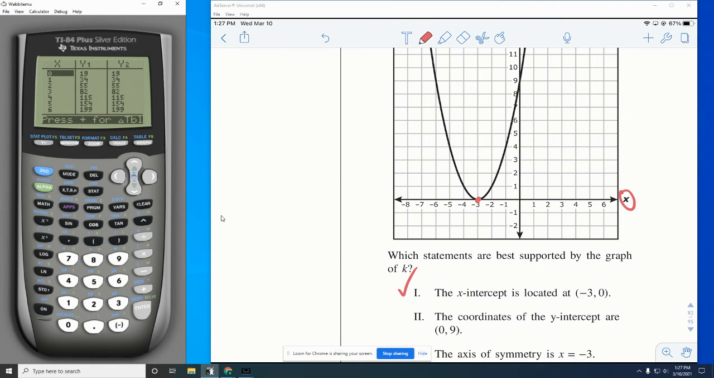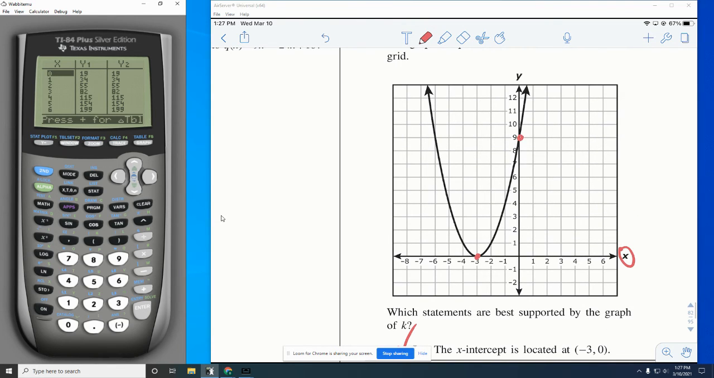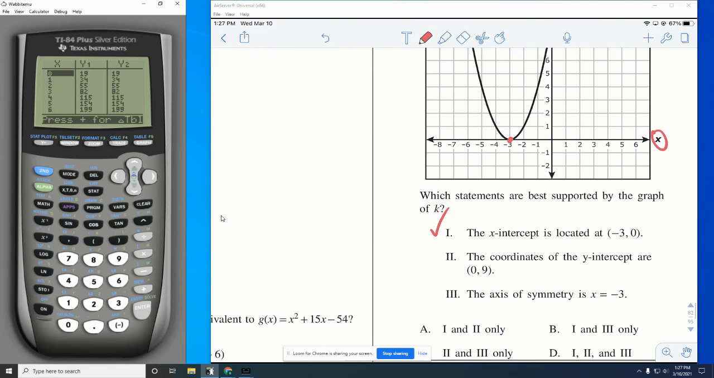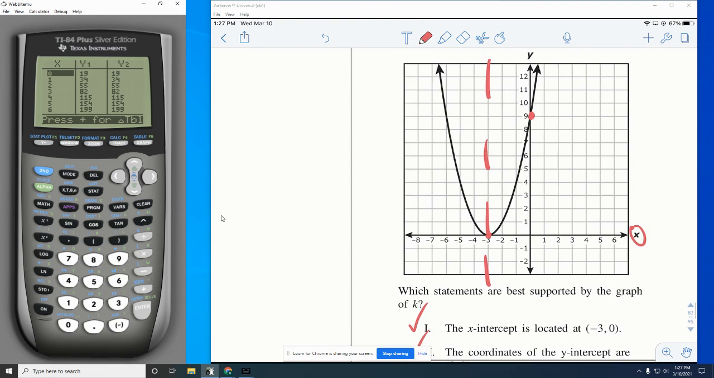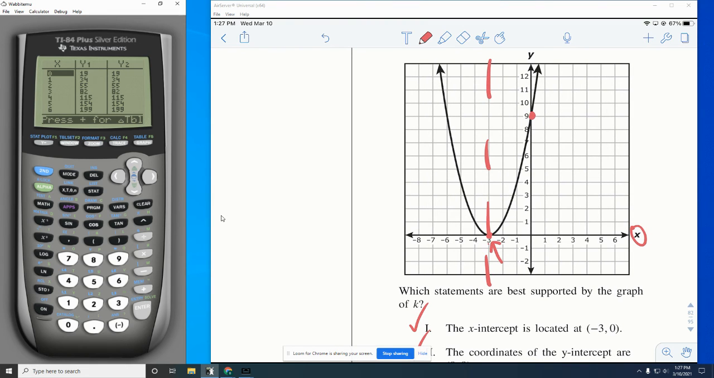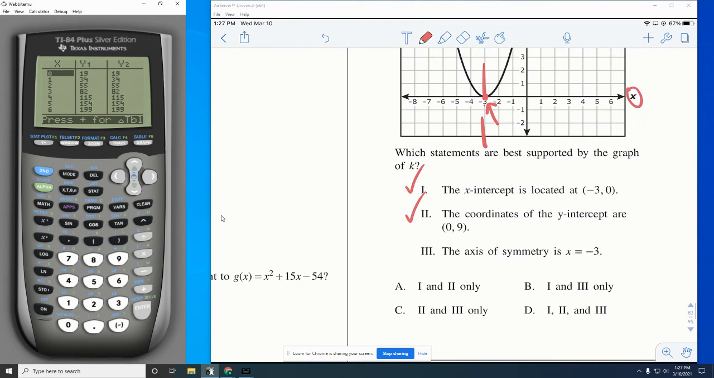The coordinates of the y-intercept are 0, 9. This does cross the y-axis at 0, 9, so that would be correct. And the axis of symmetry is at x equals -3. If I drew my axis of symmetry through x equals -3, that would be at my vertex, so that would be my correct axis of symmetry. So for this one, options 1, 2, and 3 are all correct statements, so D is going to be my correct answer.